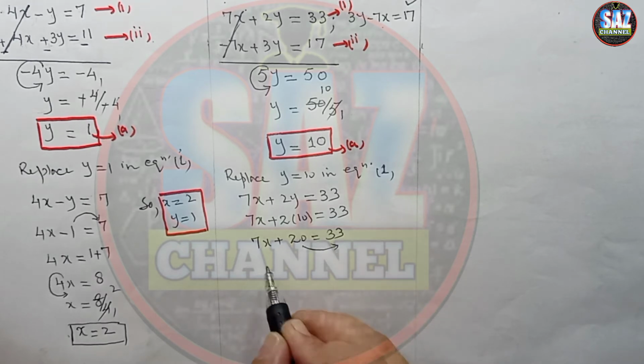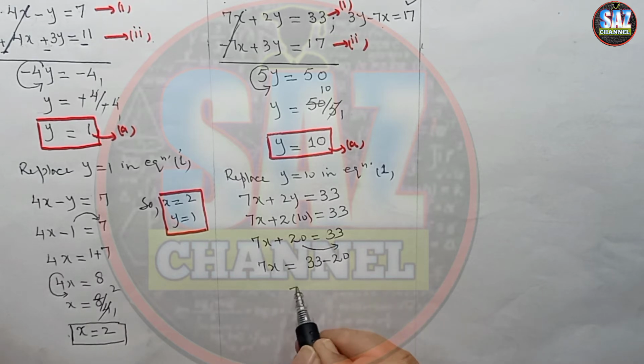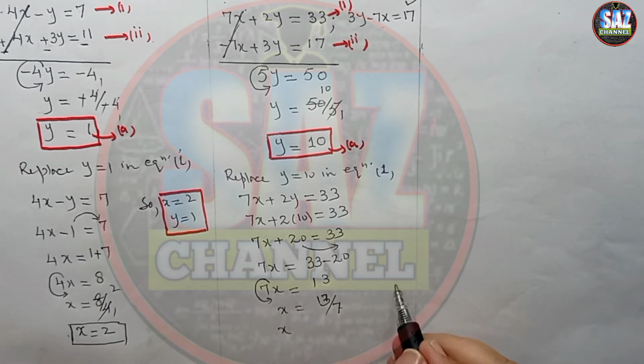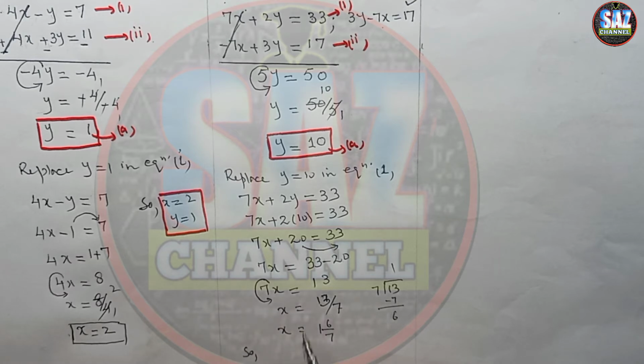Shift 20 to the other side. 7x equals 33 minus 20, that is 3 minus 0 is 3, and this is 13. 7x equals 13, or x equals 13 by 7, and 13 by 7 will give me, I hope, 1 whole 6 by 7, but let me reassure this. 7 ones are 7 and 13 minus 7 is 6, so 1 whole 6 by 7. So the solution for this equation is x equals 1 whole 6 by 7 and y equals 10.